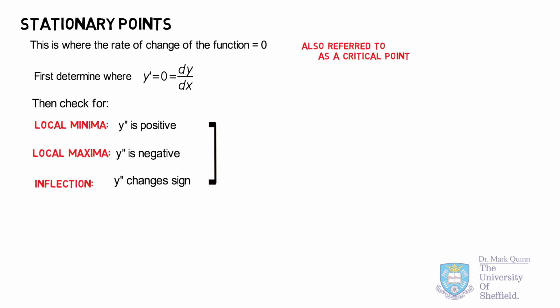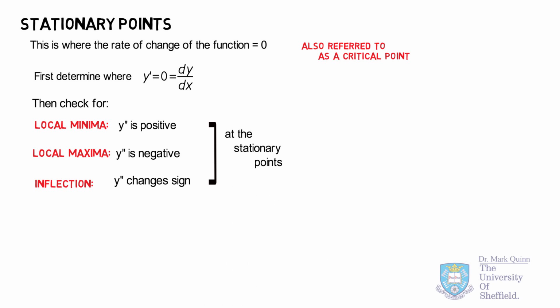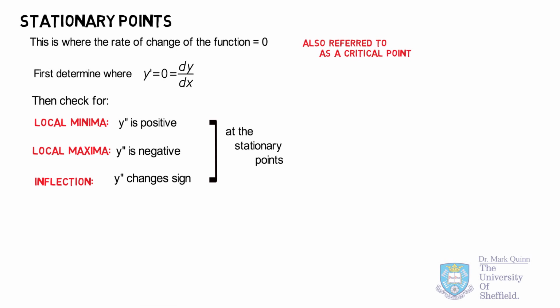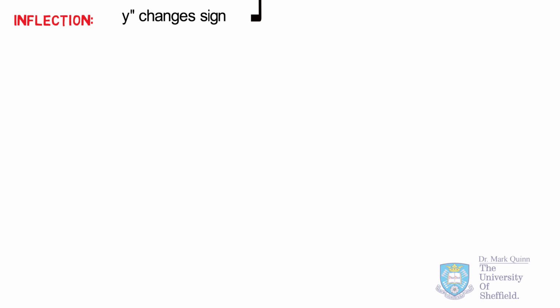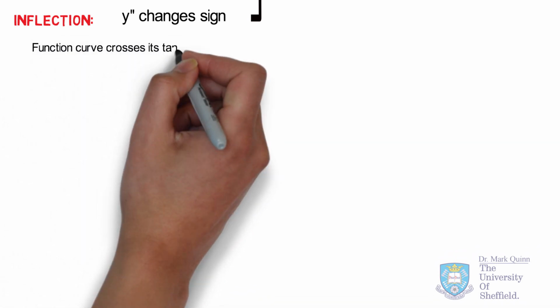And if the second derivative at this point is negative, the point is a local maxima. And if the second derivative at this point is positive, we have a local minima. And if the second derivative changes sign around the stationary point, we have a point of inflection. A point of inflection is where the function curve crosses its own tangent, and this indicates a change in concavity.